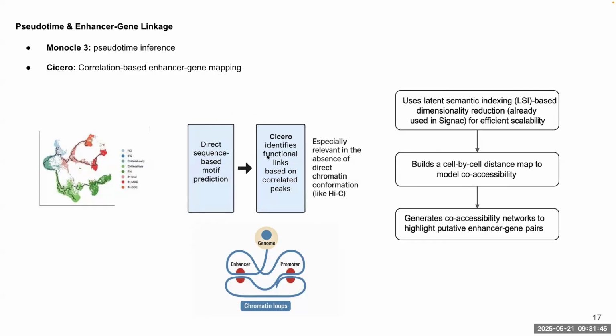So in this case, Cicero identifies functional links based on correlated peaks. Let's say that we have a peak over here, and another at a distance. So it builds a matrix to measure this. A basic workflow is that Cicero also uses the latent semantic index on the ATAC side, the same that Signac uses, and builds a cell-by-cell distance map to model the co-accessibility, so it's able to generate co-accessibility networks to, let's say, identify putative enhancer-gene pairs.